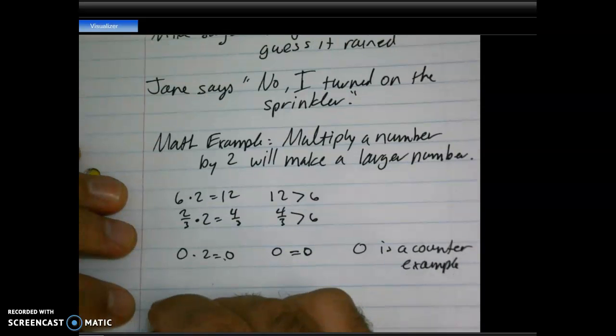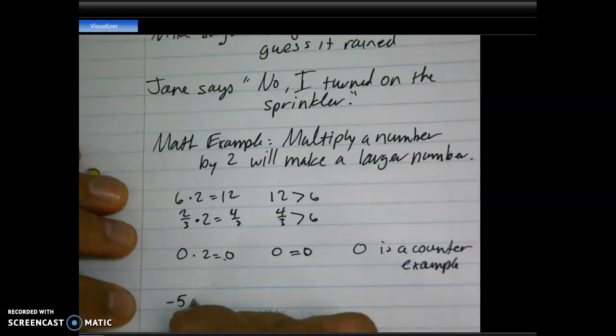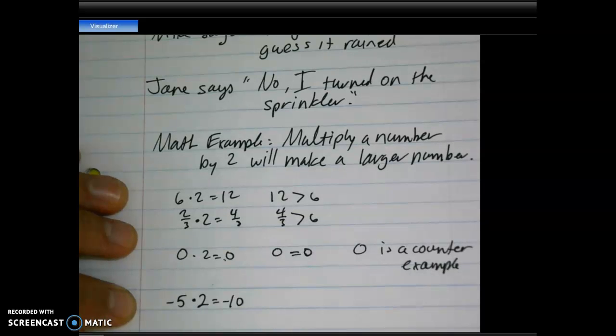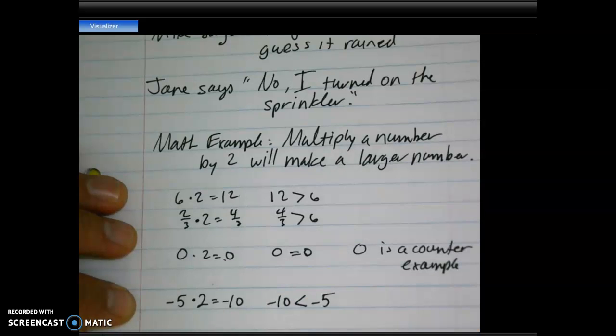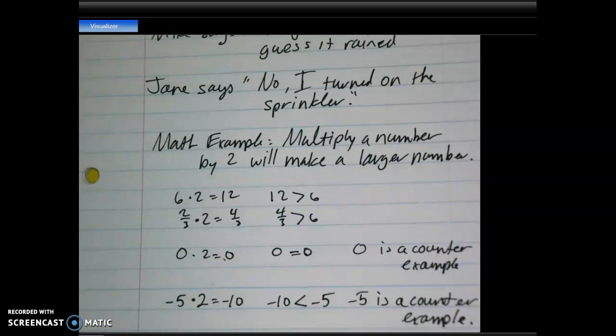I could have said -5, right? -5 times 2 is -10. Well, -10 is less than -5, not greater, okay? So -5 is a counterexample as well. So when you're trying to think of counterexamples, it's very good to remember to think about 0 and negative numbers, because they are oftentimes the key to this. Okay? Hopefully that makes sense.